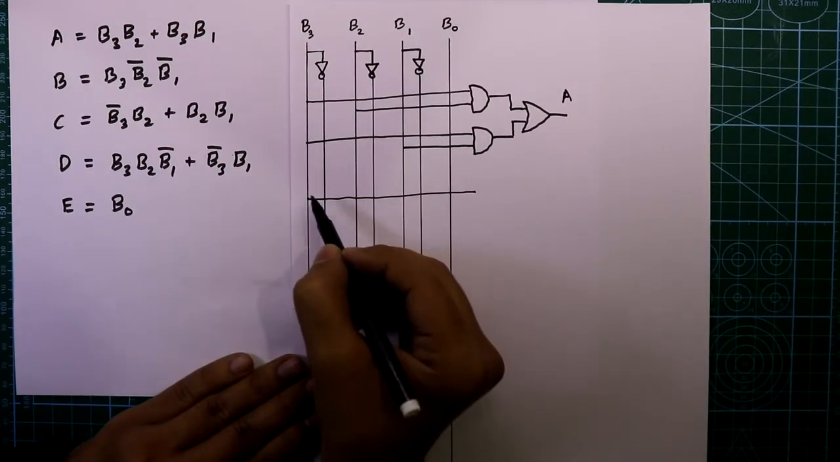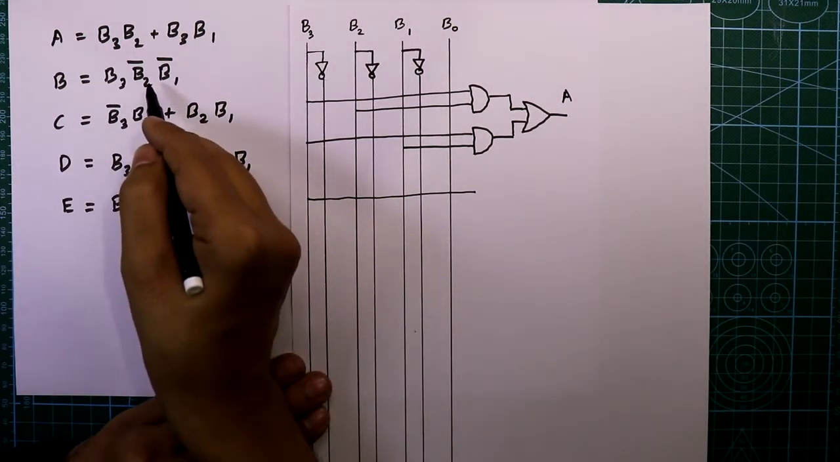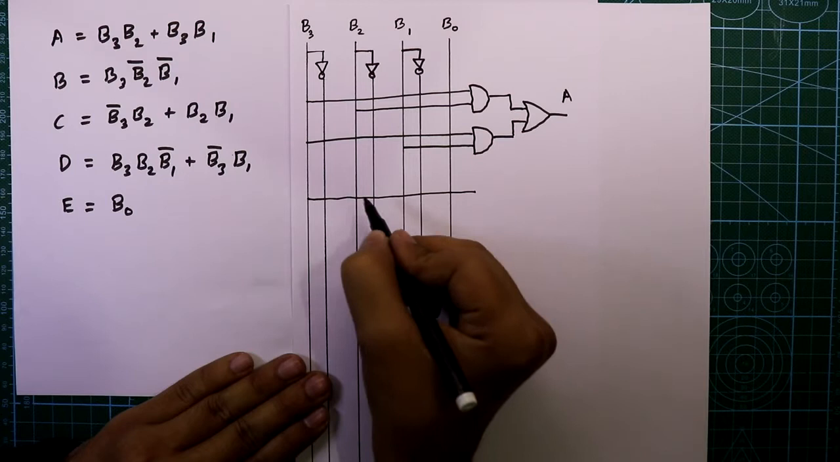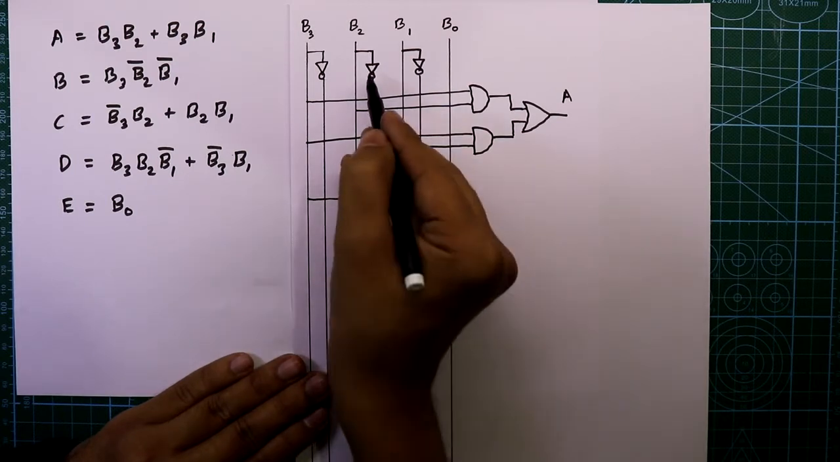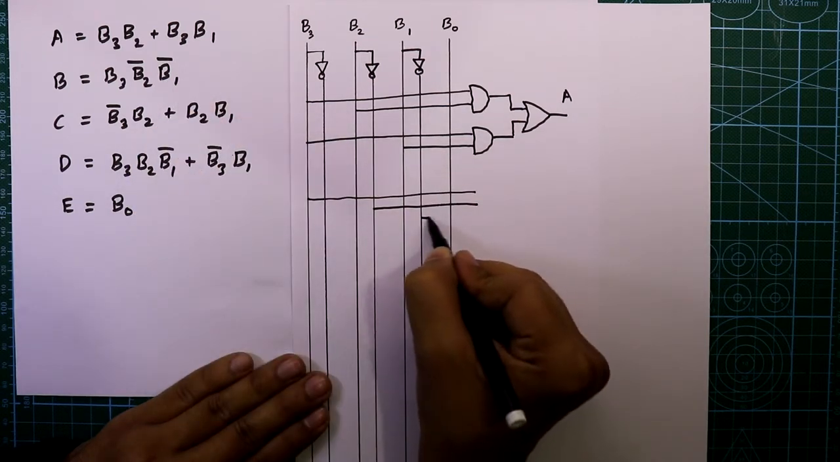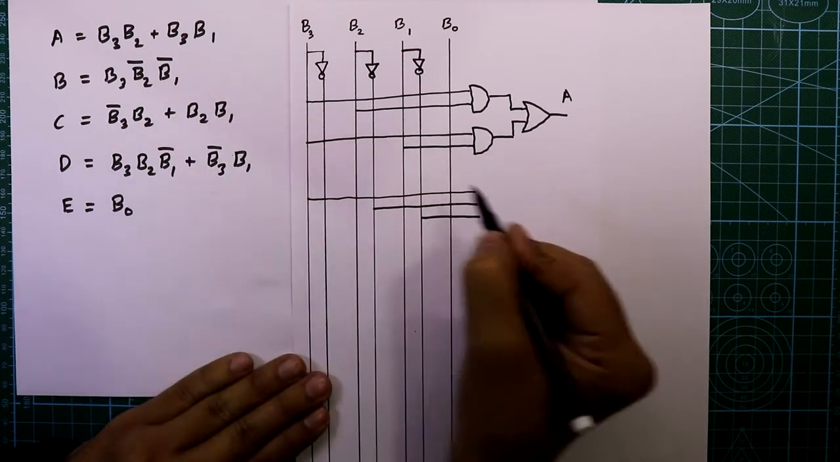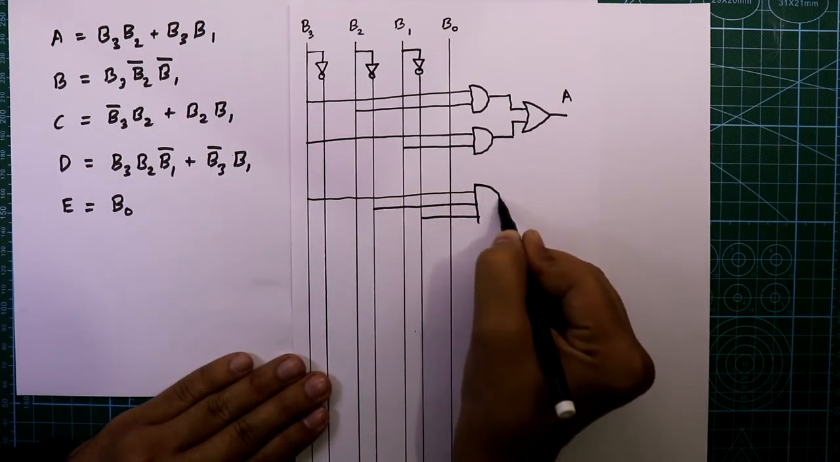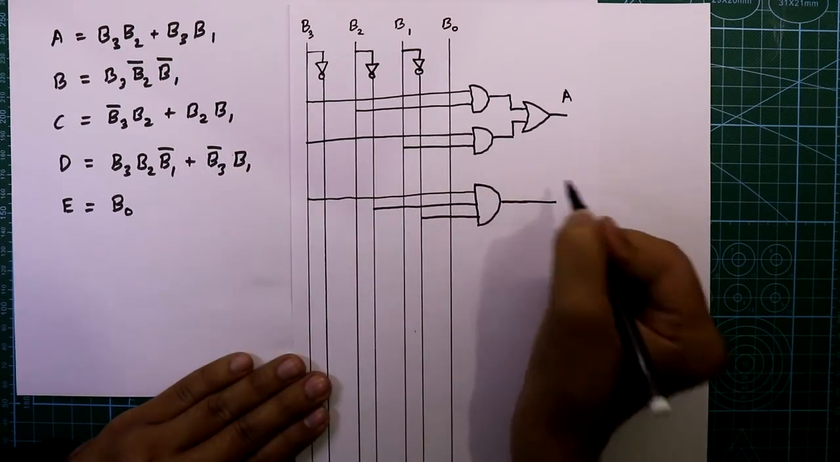This line, here it is B3. Okay. And next is complement of B2. This one. And complement of B1. And these three are combined with AND gate. It is three input AND gate. And this is our B. Okay.